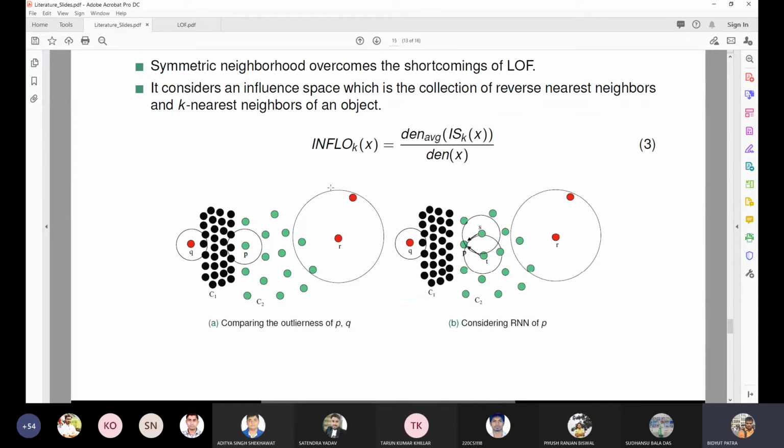So what they did in symmetric neighborhood: instead of considering only the k nearest neighbors of the point P, you consider the k nearest neighbors as well as the reverse k nearest neighbors of the point P, and then you take the average density of all the points. IS is nothing but the influential space of P. The influential space of X, or in this case P, consists of the points from the k nearest neighbors as well as the reverse k nearest neighbors. Now, in order to understand this, we should understand what is reverse k nearest neighbor. Here we go.